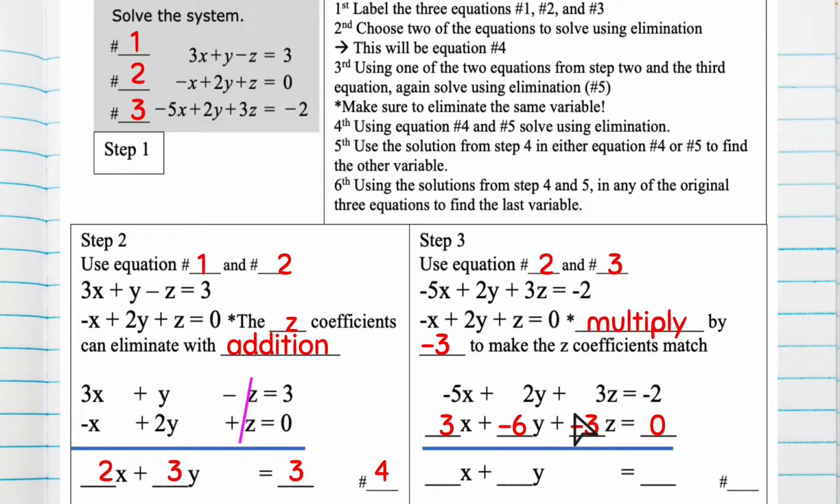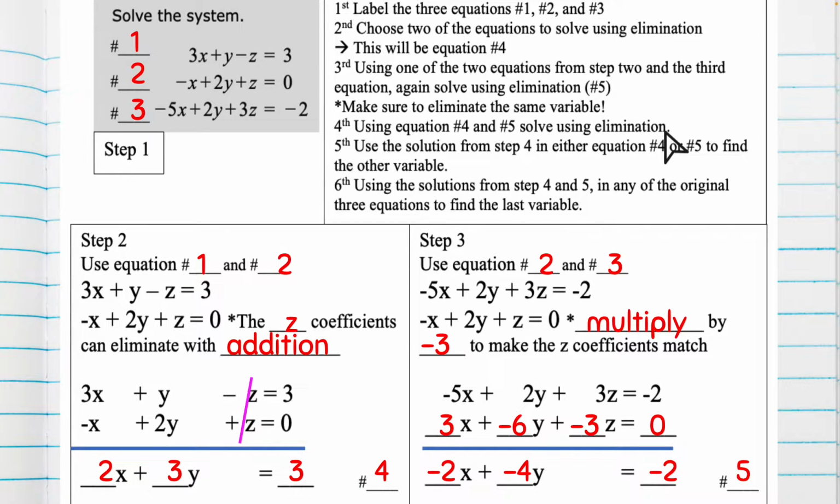So now I'm going to add straight down. Negative 5 plus 3 is negative 2. 2 minus 6 is negative 4. 3z minus 3z, yay, that's 0, that cancels. And negative 2 plus 0 is negative 2. So now I have equation 4 and 5, and they only have x and y in them. So now I can solve these just like we did when we were learning substitution and elimination in the first place. So that's step number 4. Using equation 4 and 5, we're going to solve with elimination.